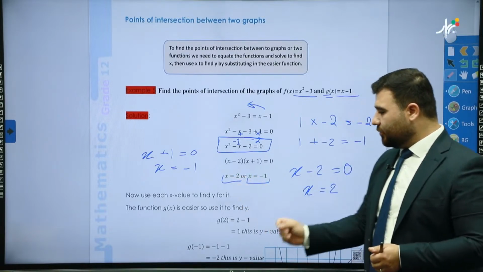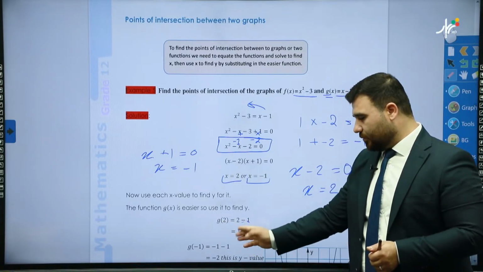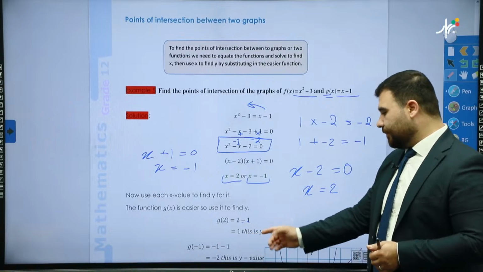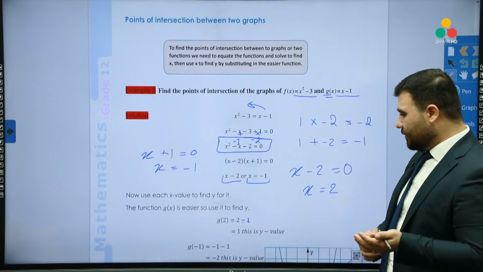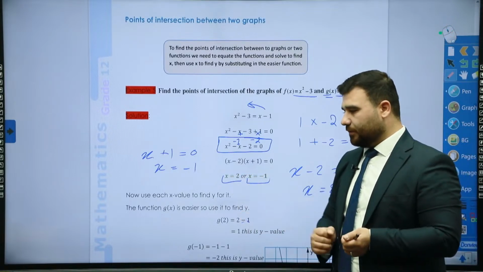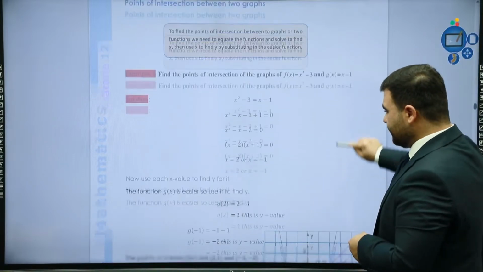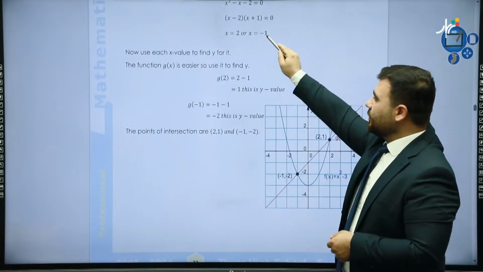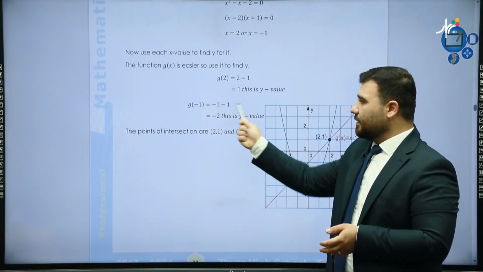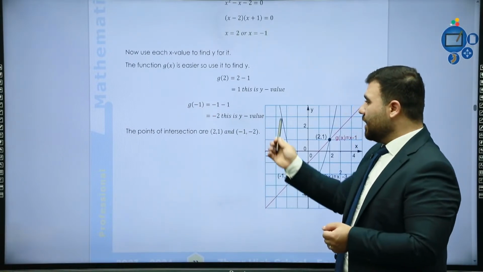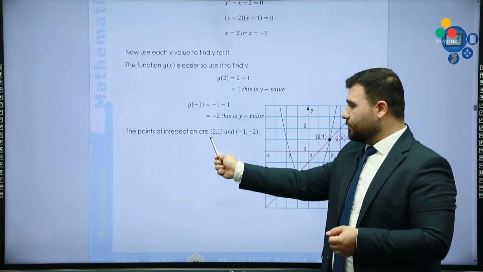When x is 2, 2 goes into function g. G of 2 is 2 minus 1. 2 minus 1 is 1. So the y for 2 is 1. As a point, it will be 2, 1. And when x is -1, we should find g of -1. That is x minus 1, which will be -1 minus 1, which is -2. Then as a point, it will be -1, -2. The first point was 2, 1.